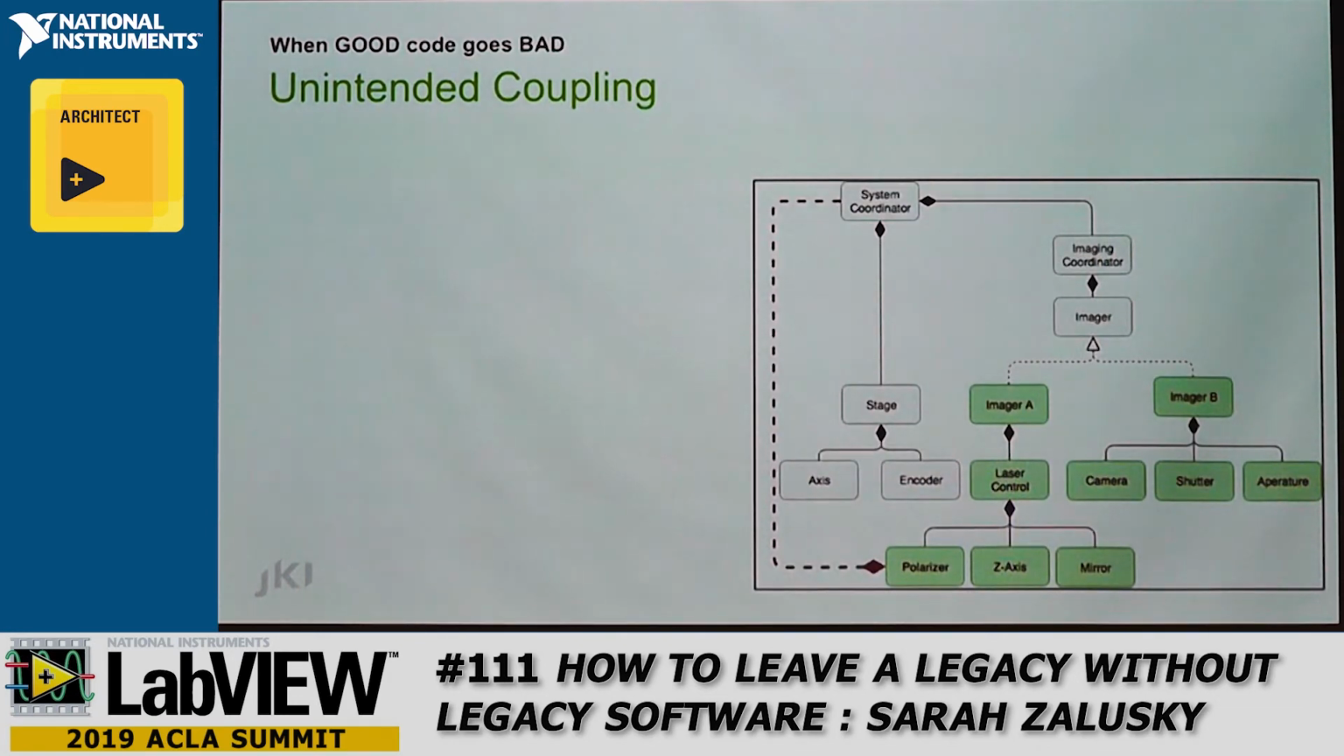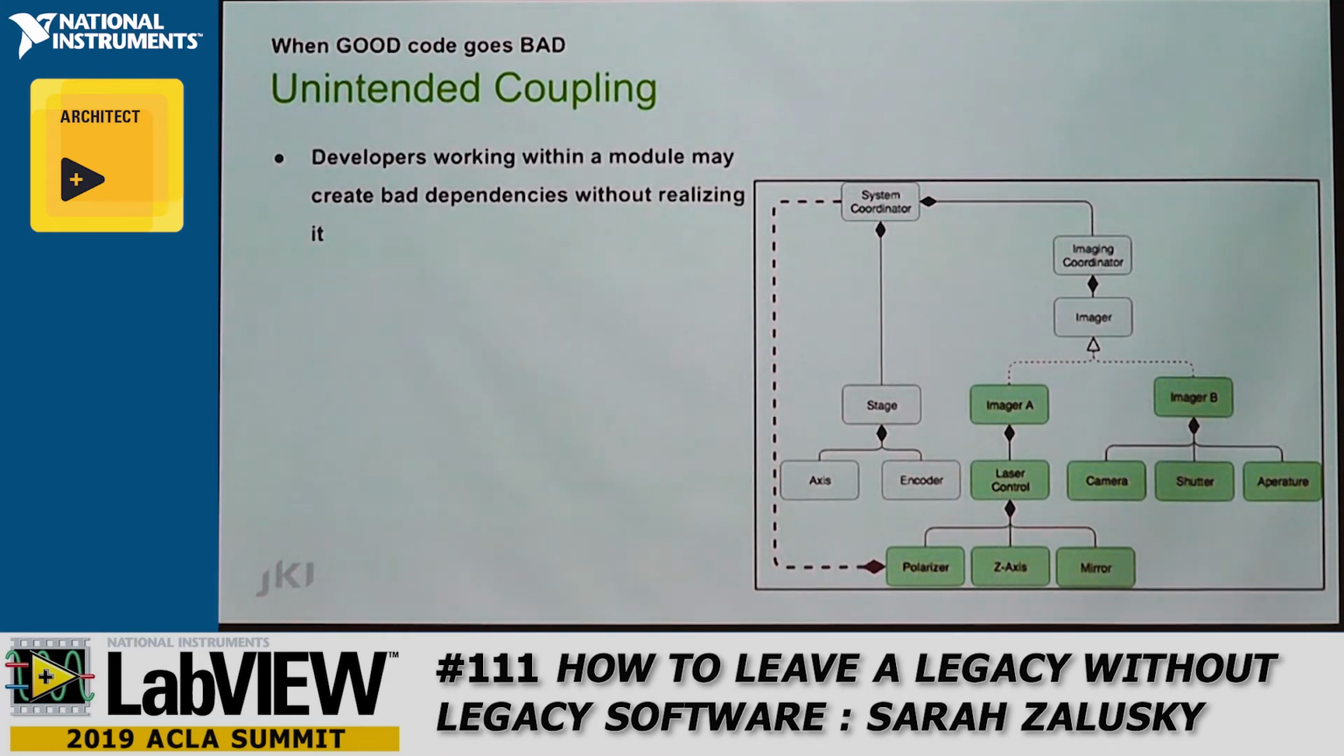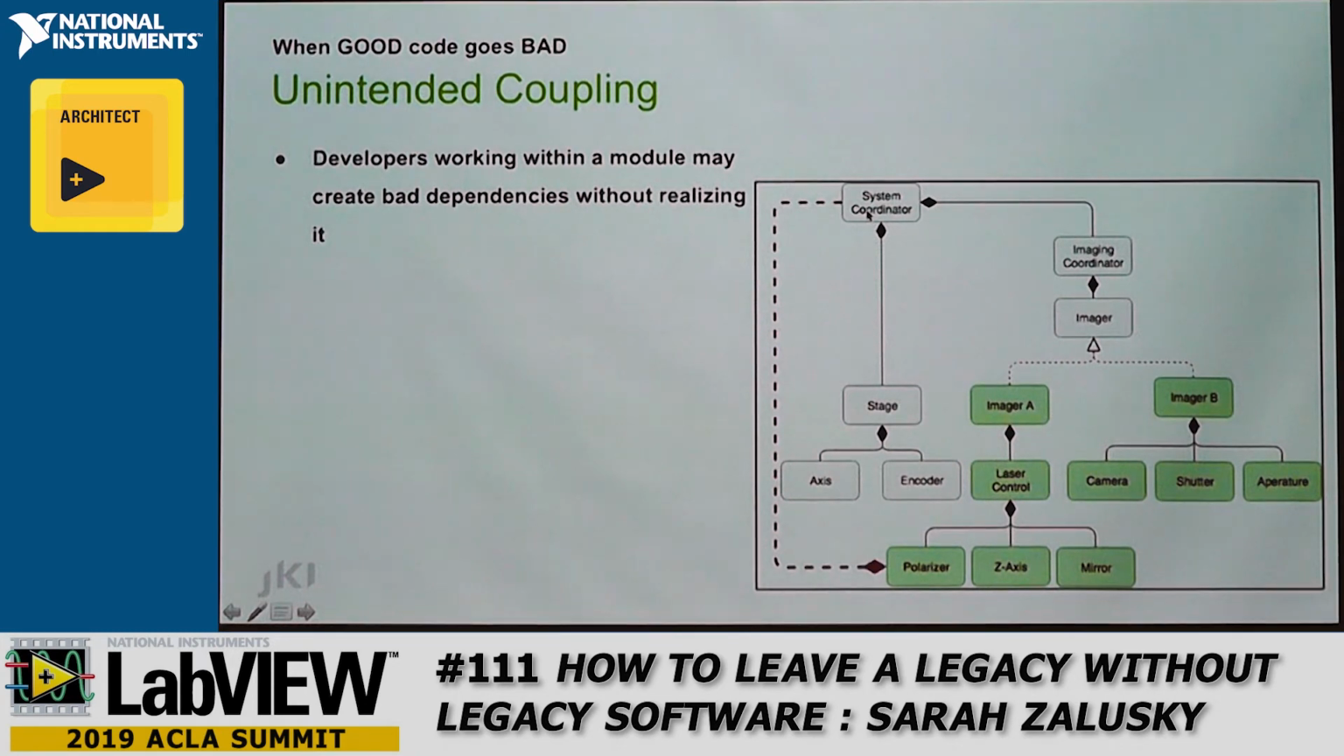Another example, when good code goes bad: unintended coupling. Especially on large projects with a lot of developers, it's possible that somebody working in the sandbox of their module can create a new dependency that has very bad implications for the whole architecture, but they may not realize it at the time.